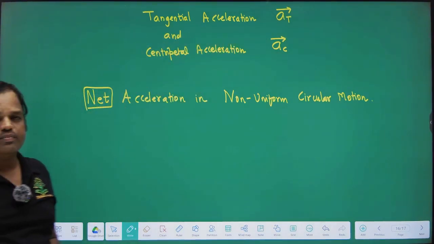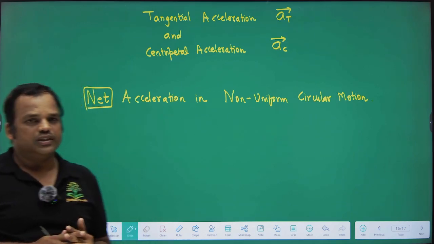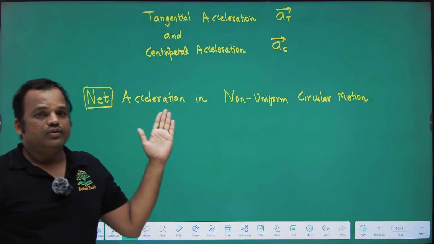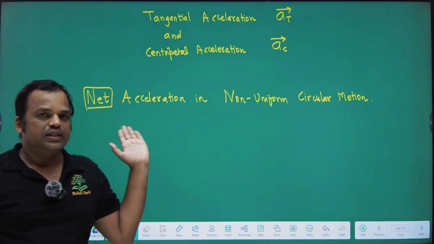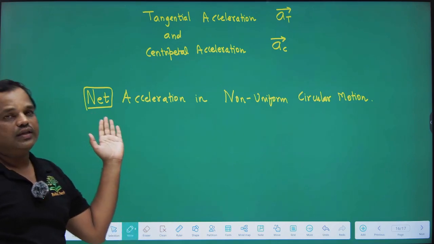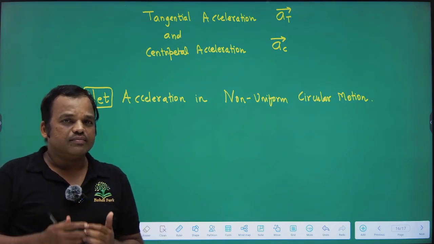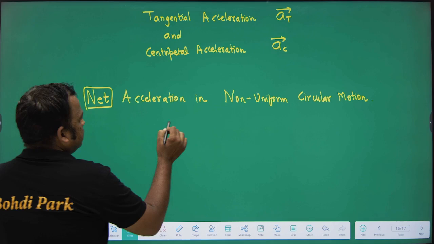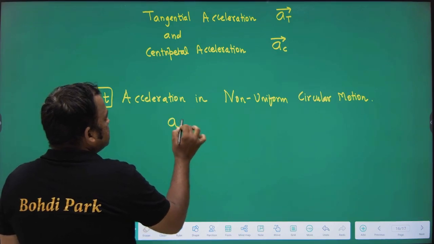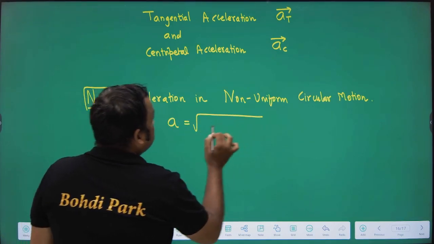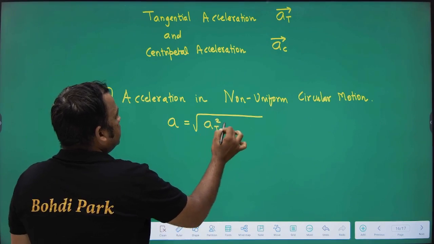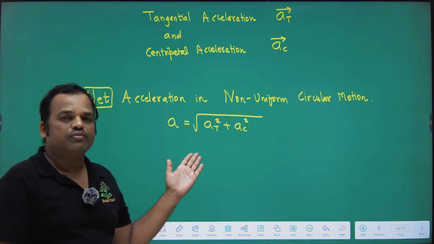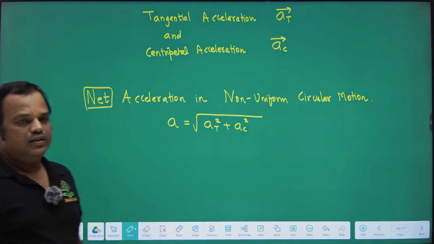When a particle is performing non-uniform circular motion, we have two types of accelerations. The resultant of those two accelerations is known as resultant acceleration, or the net acceleration, or simply acceleration in circular motion. So acceleration in circular motion will be equal to square root of a_t square plus a_c square. Why do we have this type of formula? We will discuss.